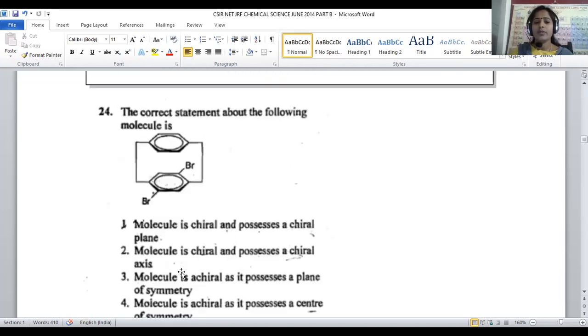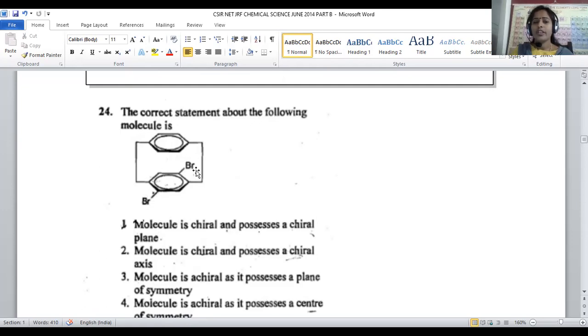Let us move on to question number 24. The correct statement about the following molecule. Again, it is a part of stereochemistry. Here, two benzene rings are there and they are attached with CH2, CH2. Here also CH2, CH2 groups are there. Okay. So here, two bromo groups are present within the molecule.